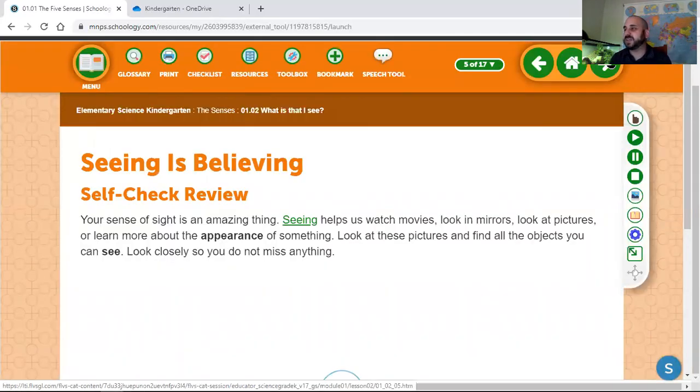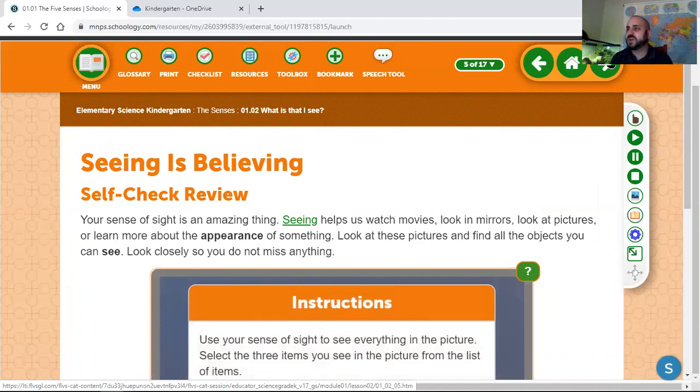Seeing is believing, a self-check review. Your sense of sight is an amazing thing. Seeing helps us watch movies, look in mirrors, look at pictures, or learn about the appearance of something. Look at these pictures and find all the objects you can see. Look closely so you don't miss anything.